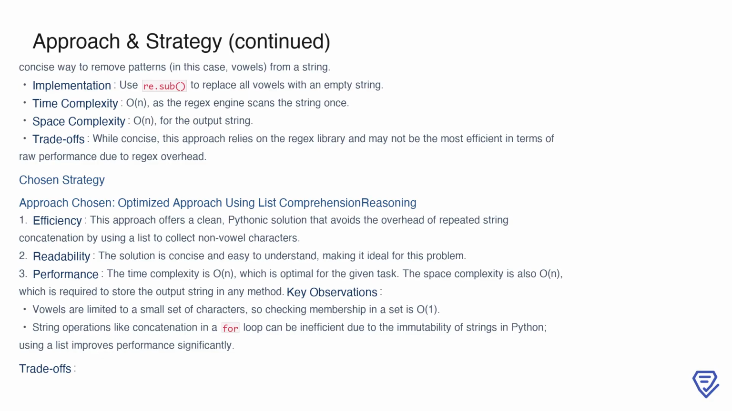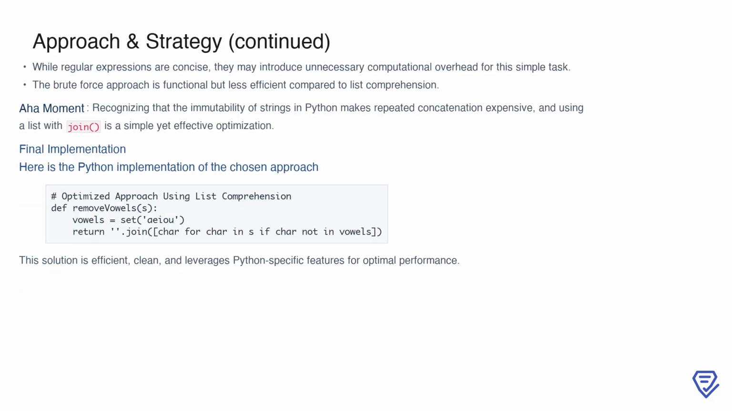By contrast, regular expressions, while concise, introduce unnecessary computational overhead for such a straightforward problem, and the brute force approach, though functional, does not offer the same level of performance or simplicity. Regular expressions can be overkill for a task as simple as removing vowels. The brute force approach, while straightforward and functional, is less efficient than the list comprehension method due to the costs associated with string concatenation in Python.